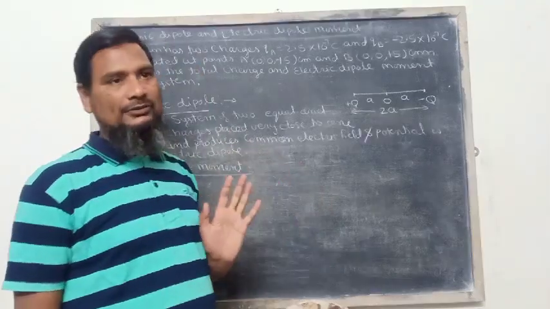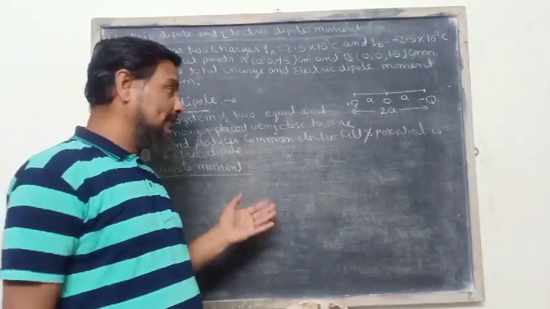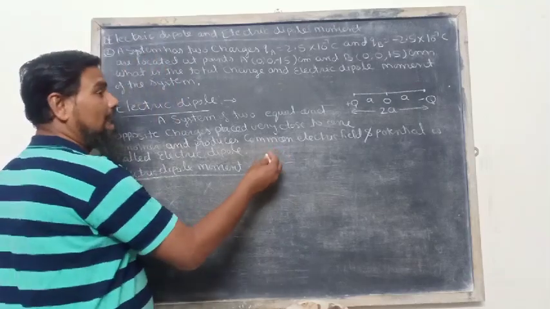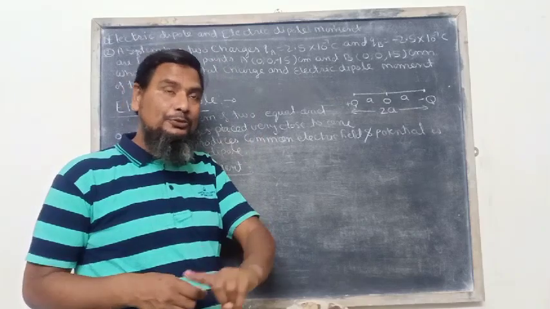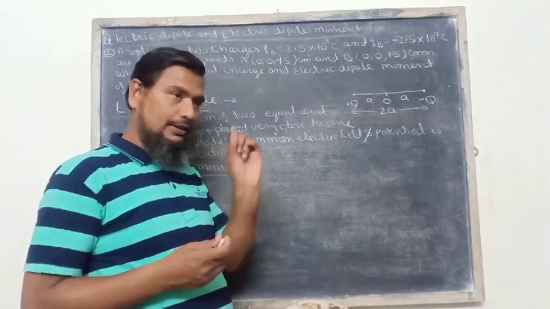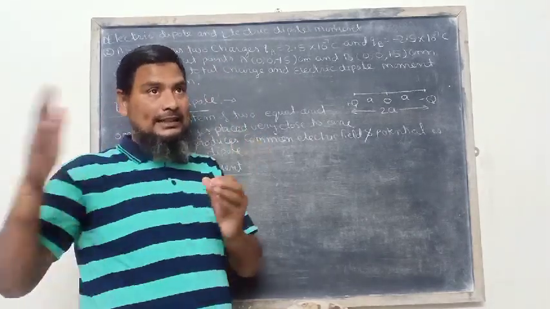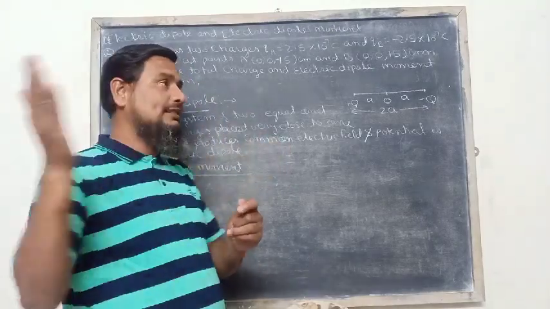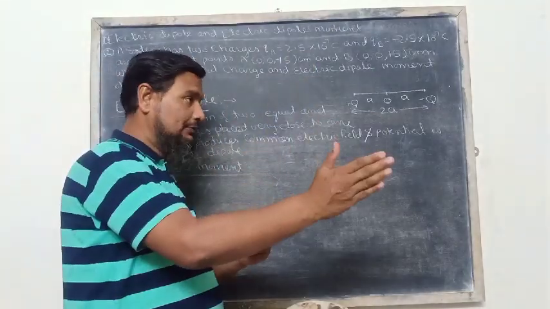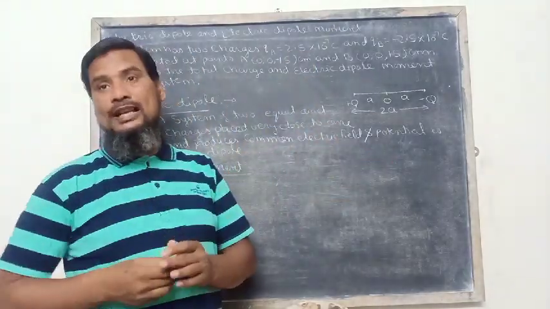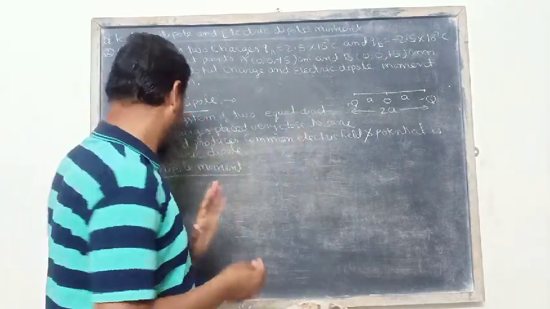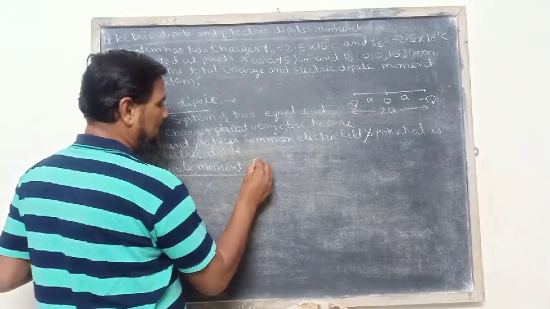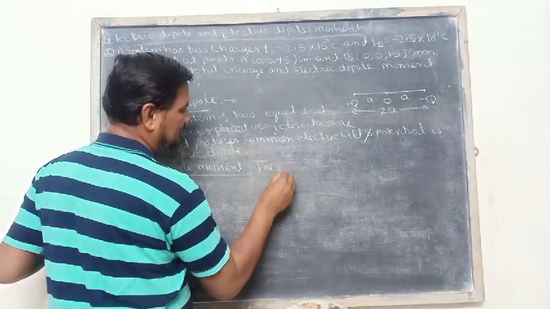It is a physical quantity and it is a vector quantity, which has direction from minus q to plus q. Remember that the direction of the electric field is positive to negative, but the direction of the electric dipole moment is minus q to plus q.